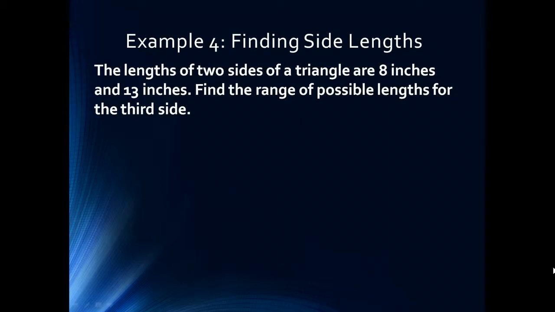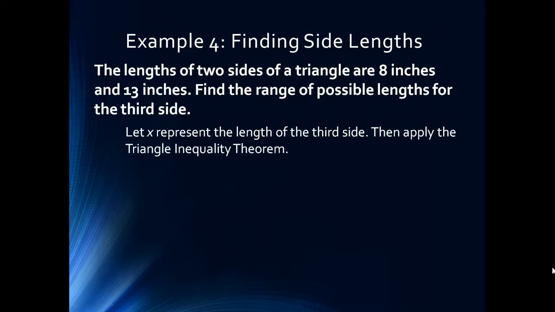Example 4. The lengths of two sides of a triangle are 8 inches and 13 inches. Find the range of possible lengths for the third side. Let x represent the length of the third side. Then we're going to apply the triangle inequality theorem. So x plus 8 has to be greater than 13. In this case, x has to be greater than 5.